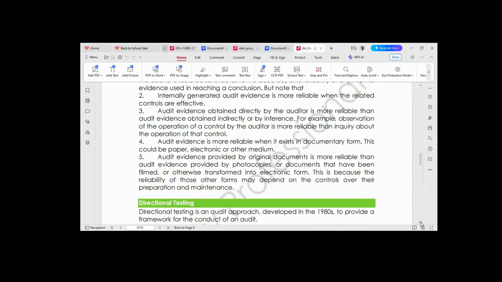Does anybody have any question? We move to the next one. Any question, any comment, any observation? Are we good?